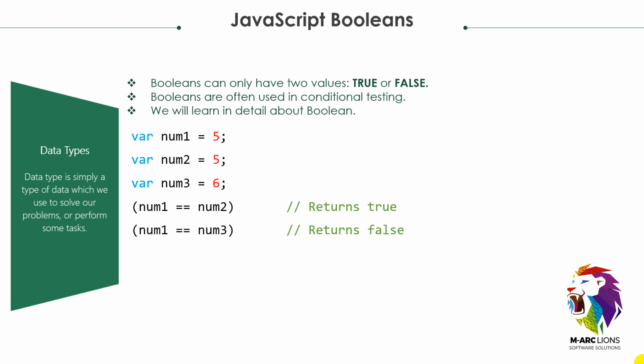So what is number 1 and number 2? If number 1 and number 2 are the same, if they are equal, it is going to return me true, or if they are not equal, it is going to return me false.